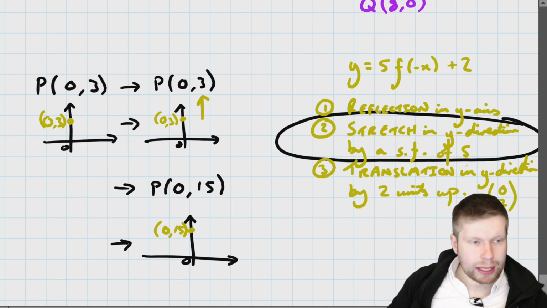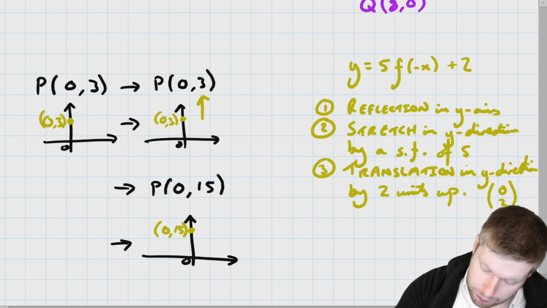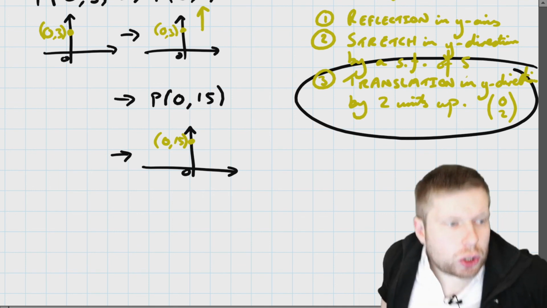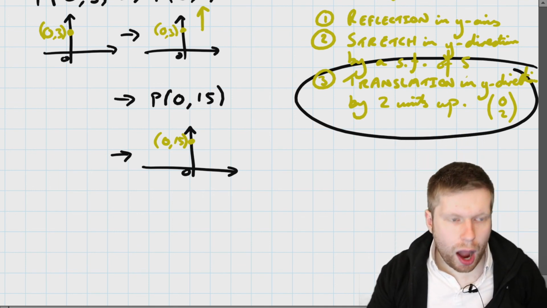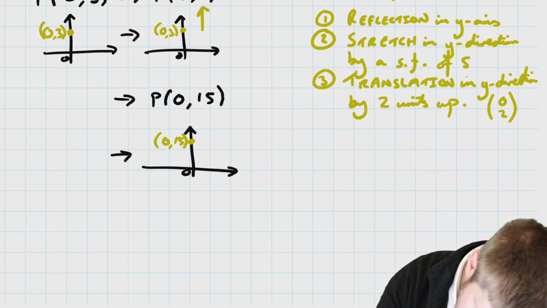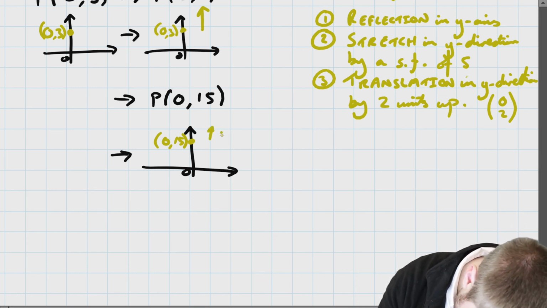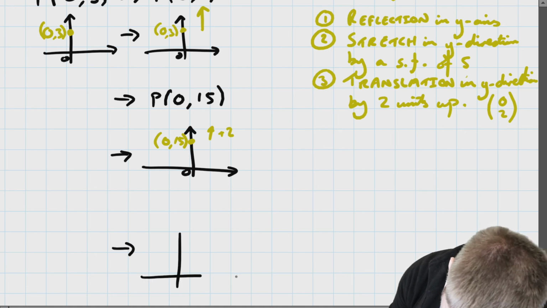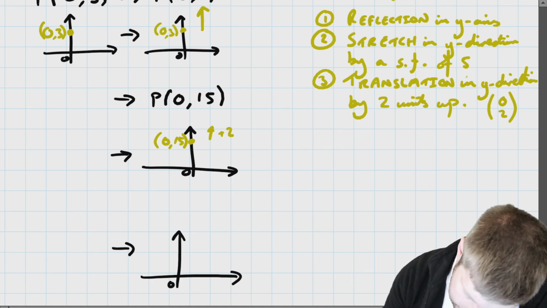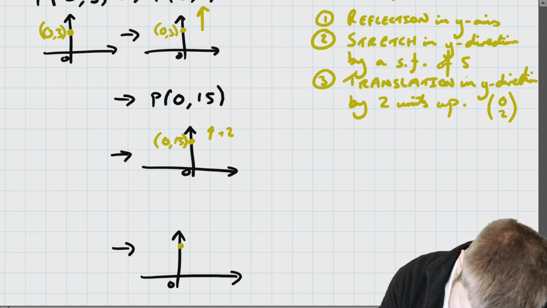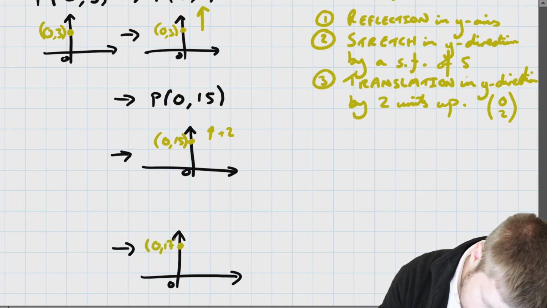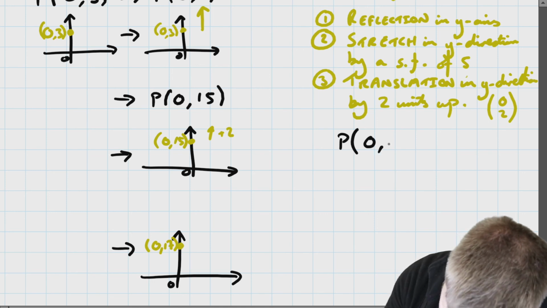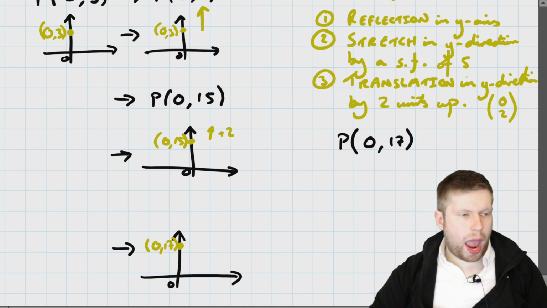Okay, and now let's see what happens when I apply the last transformation. The last transformation is a translation in the y direction by 2 units up. So I'm taking this point here and just sliding it up by 2 units. In other words, it's going to end up 2 units above where it was previously, so it's going to end up at 0, 17. So the final value of P is going to be at 0, 17. All right, that makes sense.